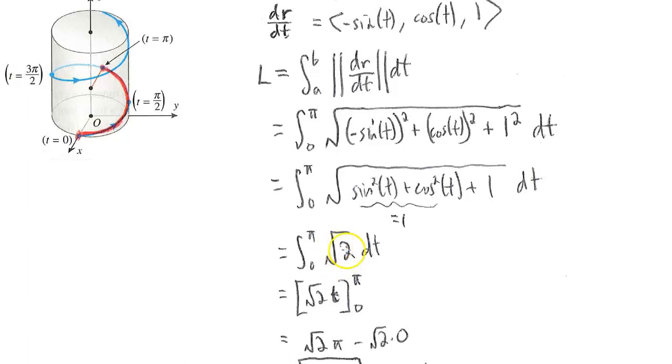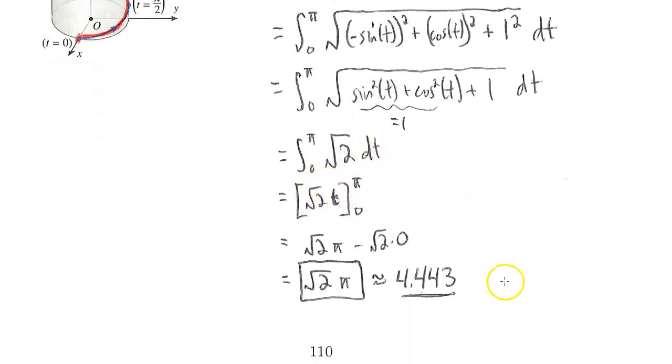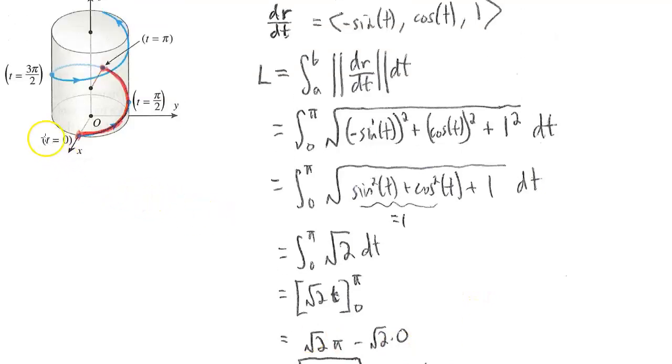Okay, we don't have the square root of t dt, it's the square root of 2 dt. That's just a constant. So the integral of a constant is just that constant times t, right? Like the integral of 5 would be 5t. So the integral of the square root of 2 would be the square root of 2 t, evaluated from 0 to pi. And so if we plug in pi for t and then subtract what we get when we plug in 0 for t, we end up getting the square root of 2 times pi, which is about 4.443 units. So that's the length of that curve.